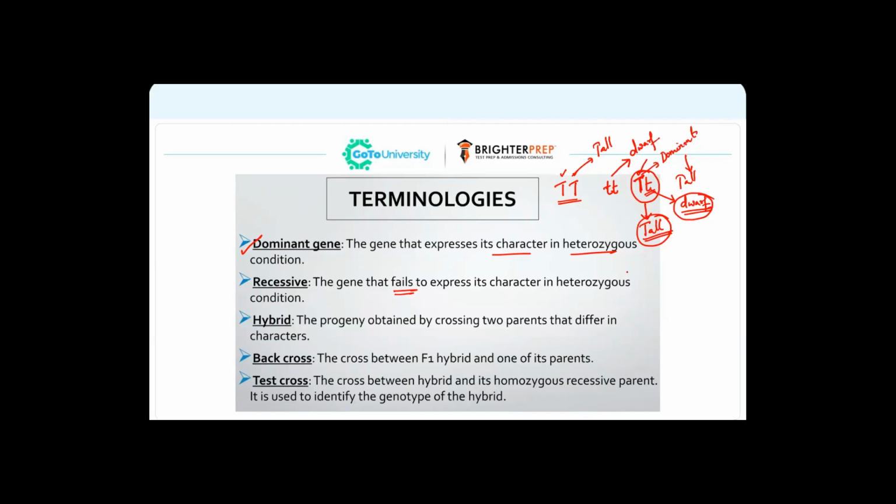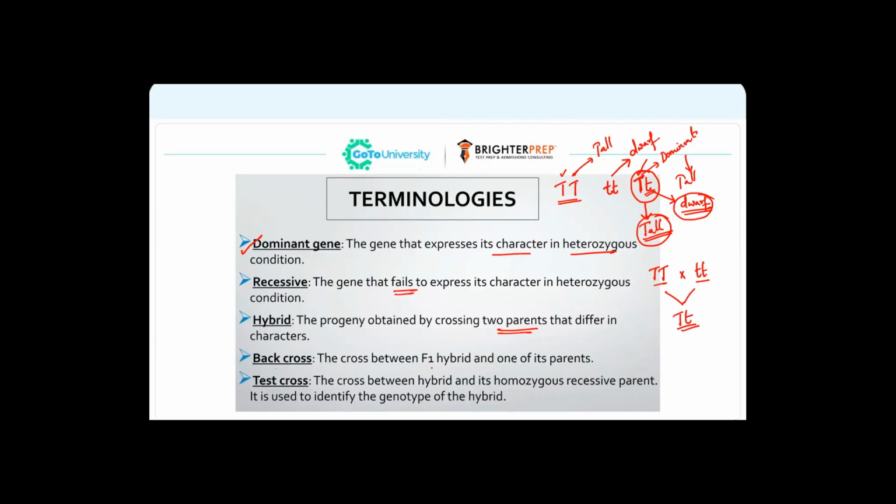Now what is a hybrid? A progeny obtained by crossing two parents that differ in characters is called a hybrid. So if two parents have different characters, for example, this is a tall plant and this is a dwarf plant, both are different characters. When we cross them, we'll get a hybrid.